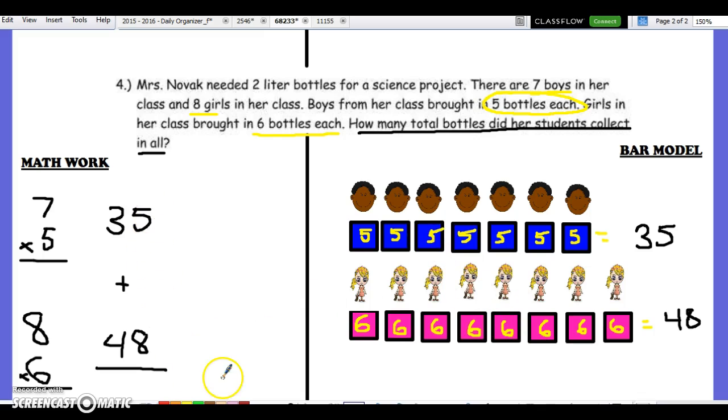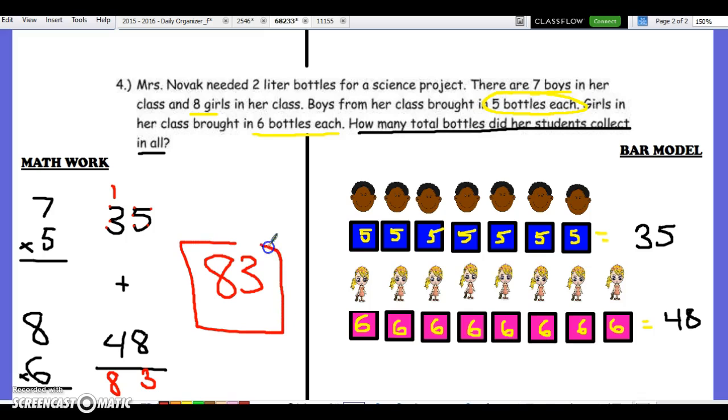So when I add 48 and 35 using my touch points, I start with my largest number 8 and I add my 5 touch points, 9, 10, 11, 12, 13, carry my 1, bring down my 3. I start with my largest number 4 and add my 3 touch points, 4, 5, 6, 7, 8. That's going to tell me the total amount of 2-liter bottles of soda that Mrs. Novak's students, boys and girls, brought in for the project.